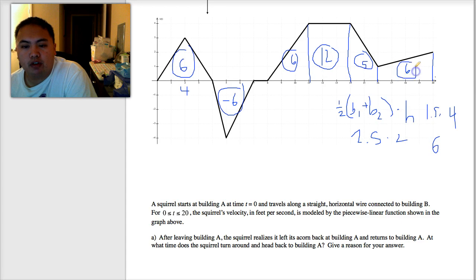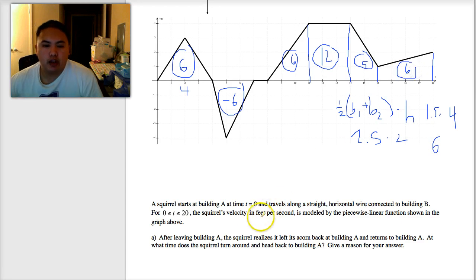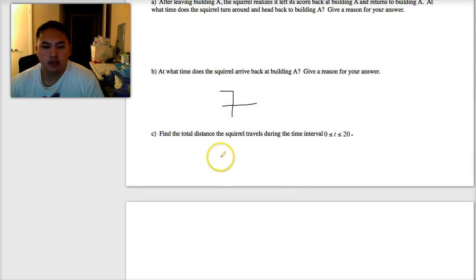So if I want to know how far the squirrel went, remember in the problem it's feet per second. So remember, just as important as knowing what the units are. Doing simple addition, you know that these are going to cancel anyway, so I'm not even going to include them. But 6 plus 12 plus 5 plus 6, I got 18, 23, 29. So the answer, going back to C, is that the squirrel traveled 29 feet.